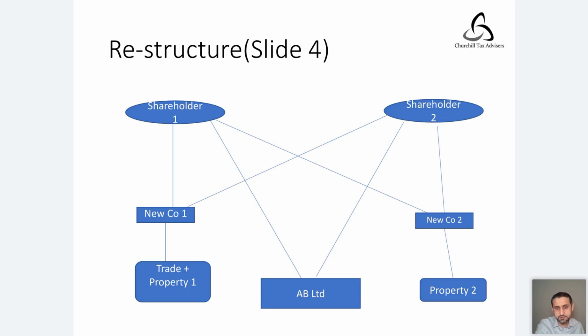I meant to add slide 5 here, but I forgot. Okay, slide 5 would look like shareholder 1, shareholder 2, and new Co without the AB Co.